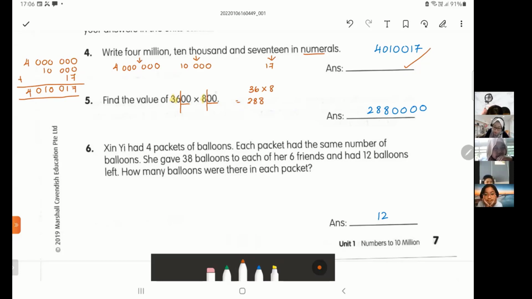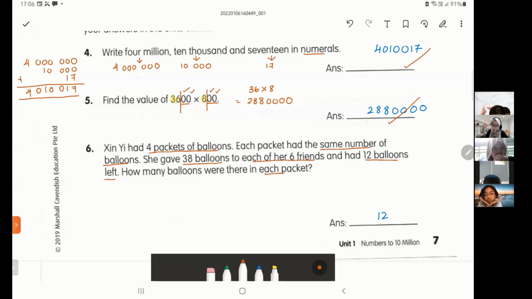Okay, how many zeros do we have? 1, 2, 3, 4. So 1, 2, 3, 4. So this is correct. Very good. Okay, next one, number 6. Xin Yi had 4 packets of balloons. Each packet had the same number of balloons. She gave 38 balloons to each of her 6 friends and had 12 balloons left. How many balloons were there in each packet?